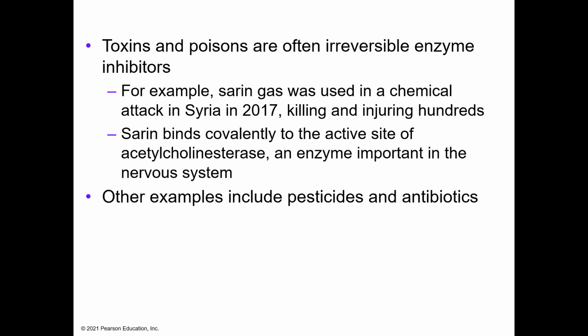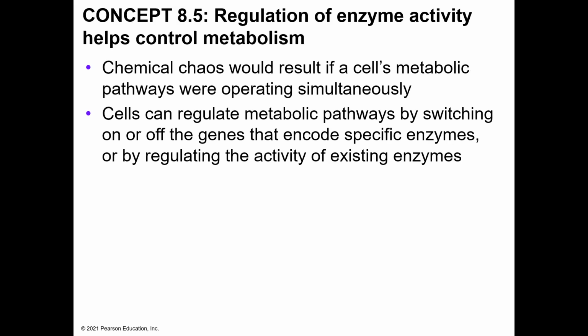Other examples of irreversible inhibitors are pesticides and antibiotics. So we have designed pesticides that are used to attack the enzymes, for example, in insects, basically killing the insect and preventing them from eating our crops. And then, of course, your body creates antibiotics, or we can create antibiotics medically, that are used to kill usually bacterial cells.